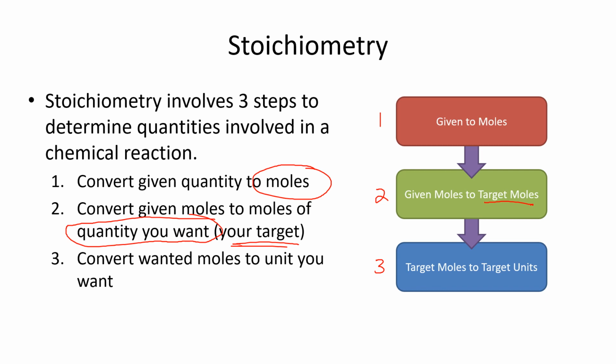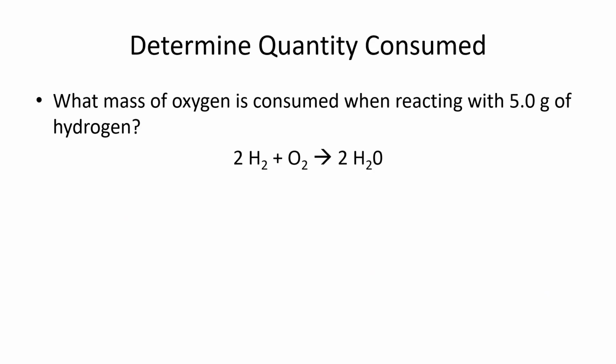And so that last step is to convert into the units that you want to end up with in the end. So let's give it a try. So here is a simple stoichiometry problem. We want to know what mass of oxygen is going to get used up while reacting with 5 grams of hydrogen. So we're given the 5 grams of the hydrogen, and we're curious about how many grams of oxygen are going to be needed to react with it.